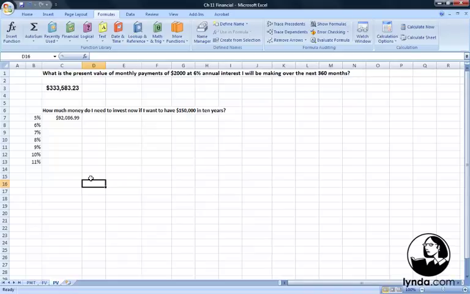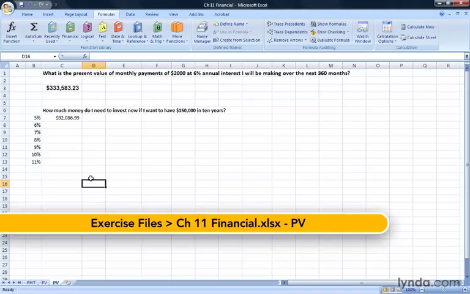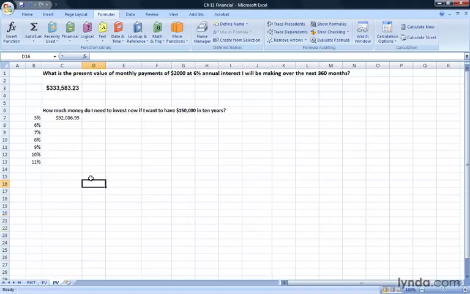An important function when it comes to investments is the PV function. Question in C1 is stated: what's the present value of monthly payments of $2,000 at 6% annual interest I will be making over the next 360 months? We're probably talking about a house here. What's that money worth right now? There it is. How do we get to this value?